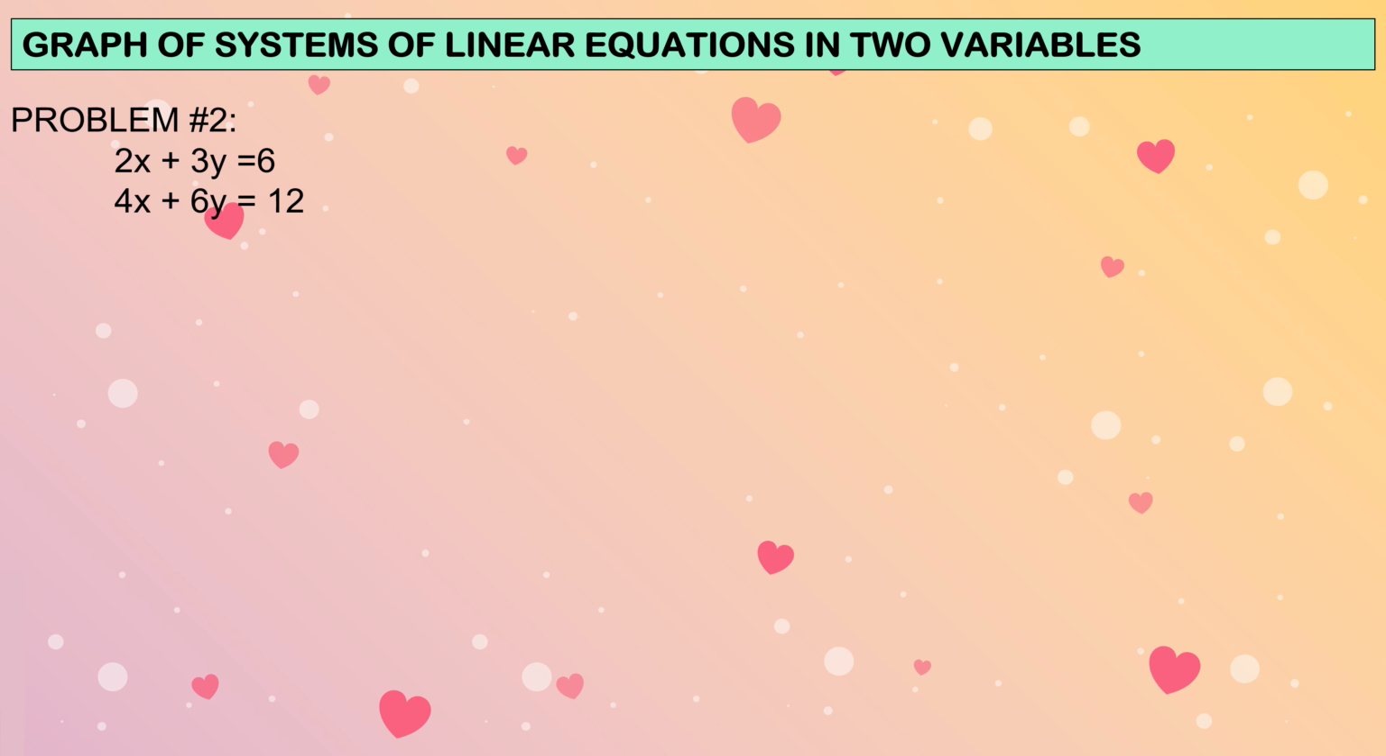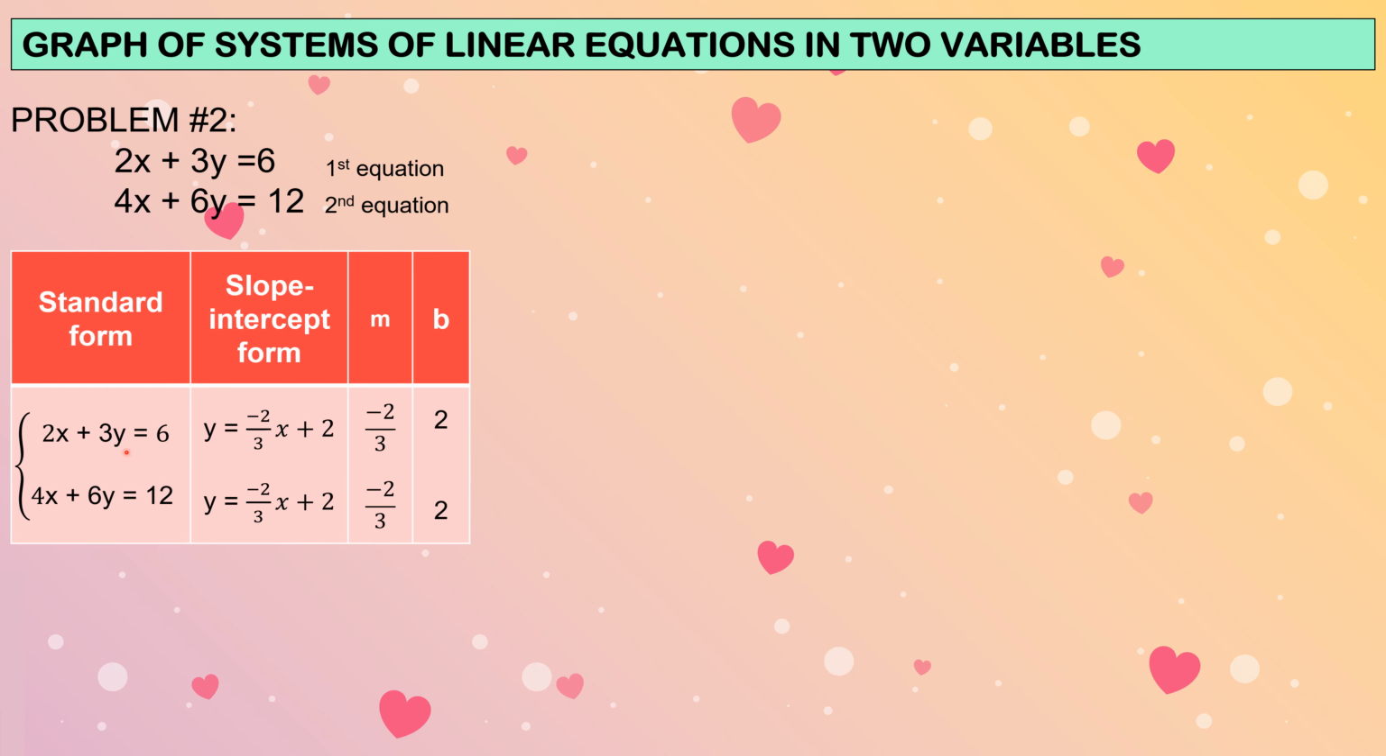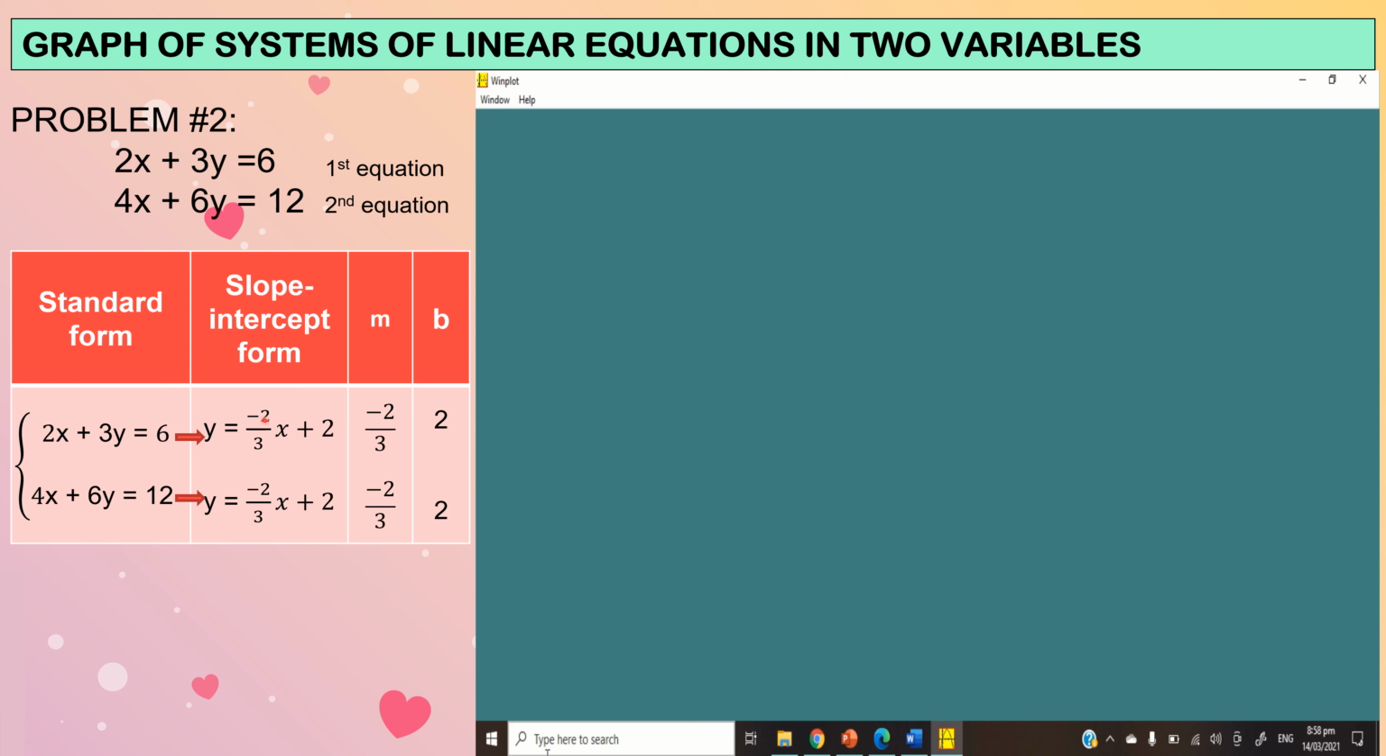Given problem number 2, 2x plus 3y is equal to 6 and 4x plus 6y is equal to 12. From standard form into slope-intercept form, the slope is negative 2 over 3 and the y-intercept is positive 2. Let's use the WinPlot application to graph problem number 2.